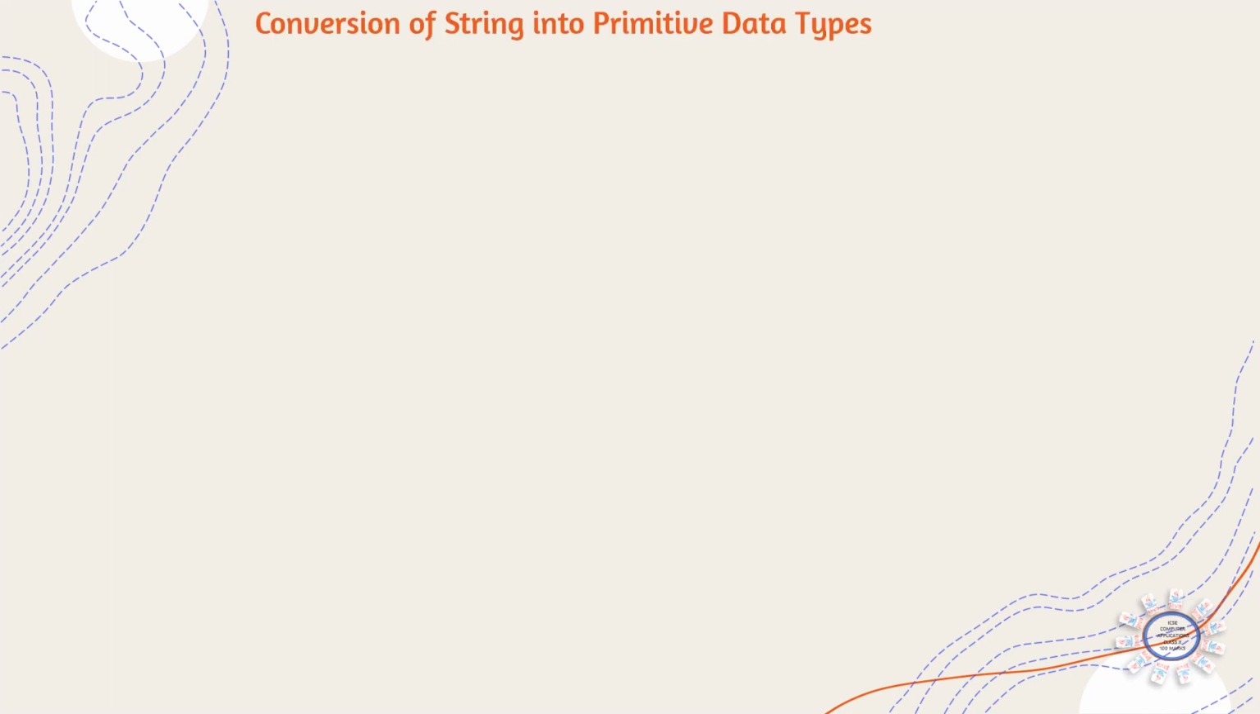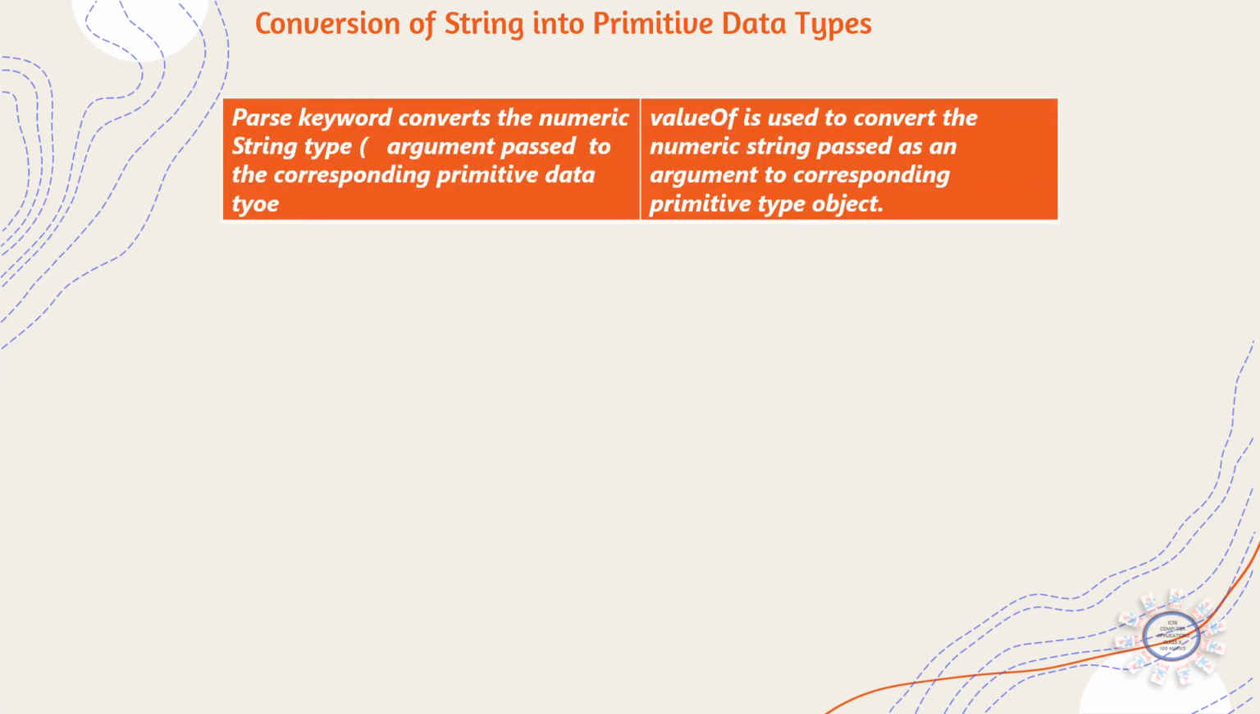Now we can understand how to convert a number in string format into primitive data types. For this purpose, we use two keywords, parse and valueOf. The parse keyword converts the numeric string into a primitive data type, and valueOf converts the numeric string into a primitive type object. We can understand how the functions are used with the help of some examples. First of all, we can discuss the parse function and then valueOf.